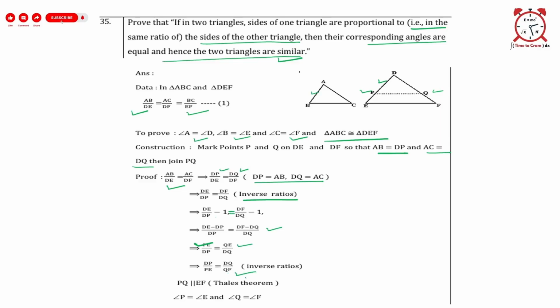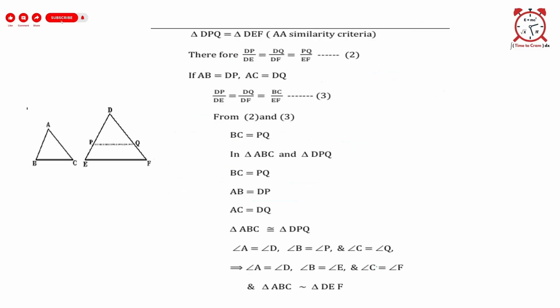Now this ratio is proving, by Thales theorem, if you see this ratio, DP by PE, means this part and PE means this part. Same way DQ by QF. So this is the Thales theorem. If the ratio we are getting in that way, then by Thales theorem the lines are parallel, and if the lines are parallel, then P and E are corresponding angles. Same way Q and F are corresponding angles. So we can prove after that triangle DPQ and DEF, DPQ means this triangle, and DEF means the entire triangle, are similar by a similarity criterion.